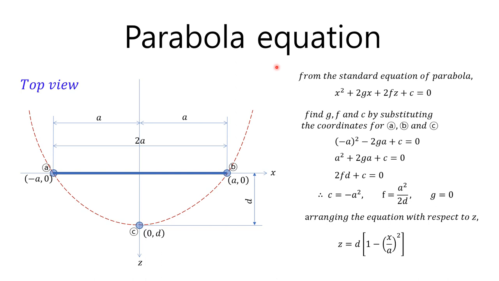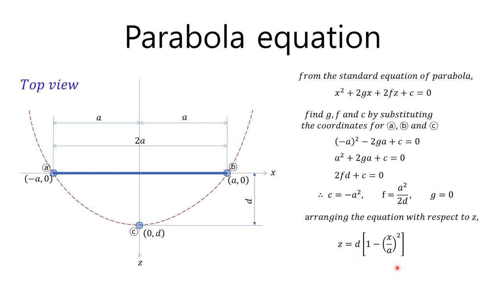In order to analyze the sliding region, first, the vertical pressure distribution of the tire contact patch must be expressed in a mathematical form. For this purpose, it is assumed that the vertical load on the tire contact patch has a parabolic distribution along the x-axis. By substituting the coordinate values of the endpoints A and B and the vertex C in turn into the standard formula of the parabola, three equations can be obtained, and the values of C, F and G can be obtained by solving them. By rearranging this for Z, we can obtain the parabolic equation here.